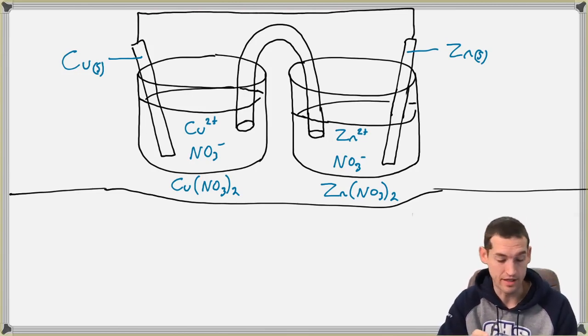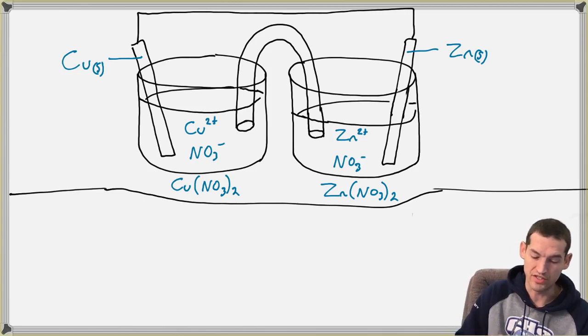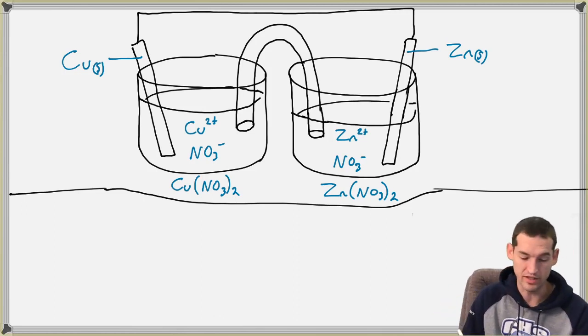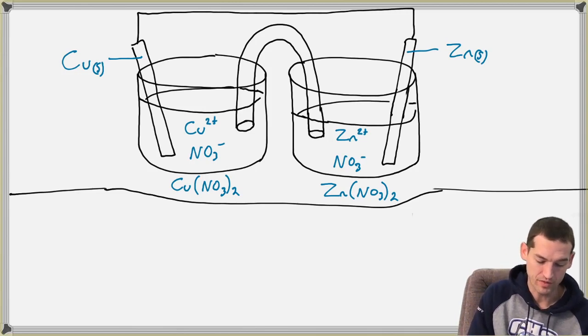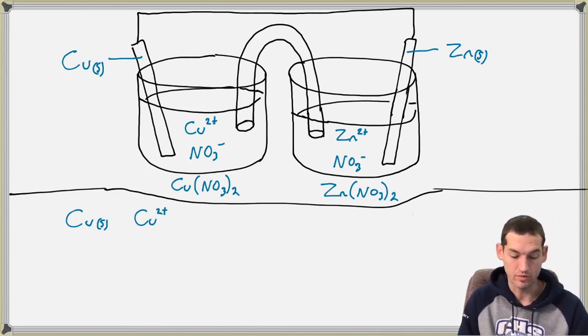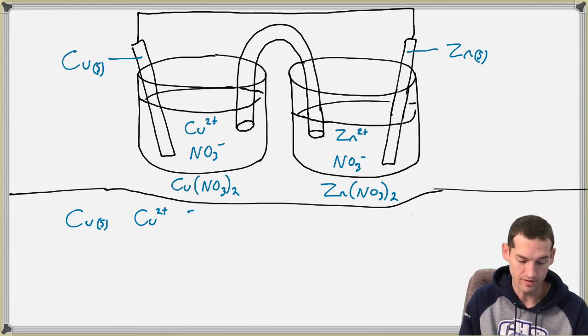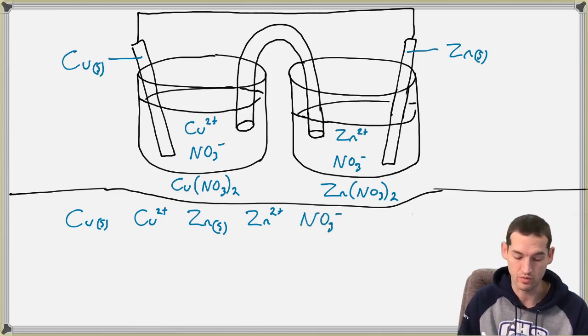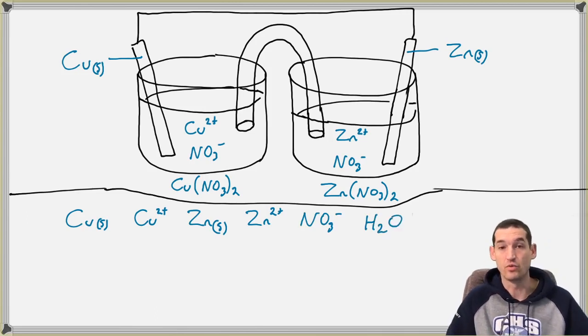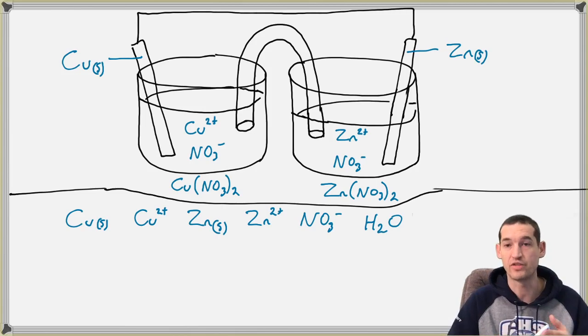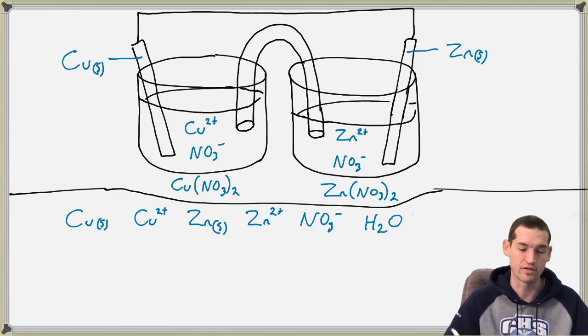Now, I want you to pause the video. Actually, no, not right now. I want you to list these out on the bottom. If we were to do like we've been doing and list out our species, we would have copper solid, copper 2 positive ions, zinc solid, zinc 2 positive ions, nitrate ions, and then don't forget, because these are aqueous solutions, we would also have water. Okay, so once you get that copied down, pause the video. I want you to break out your data booklet, and out of these, find who would be the strongest reducing agent and who would be the strongest oxidizing agent. So pause now, figure that out.